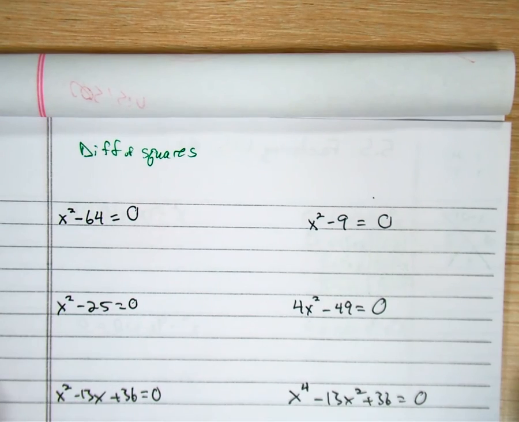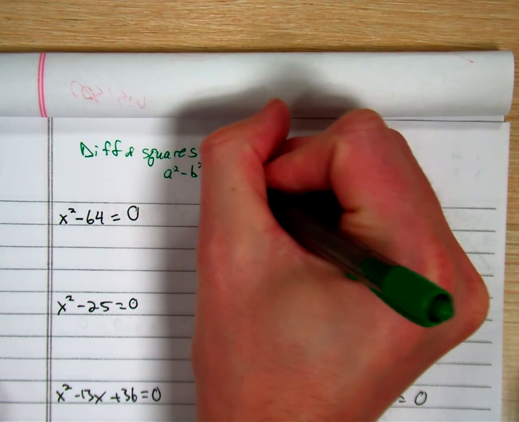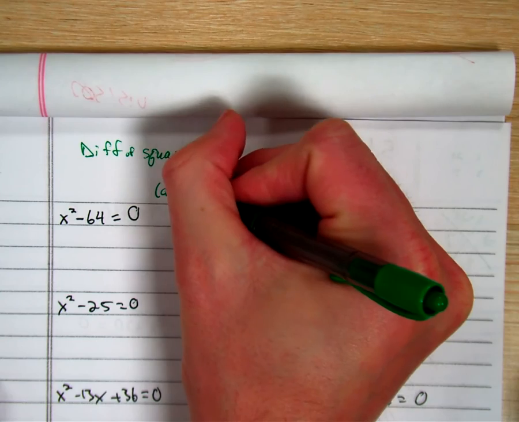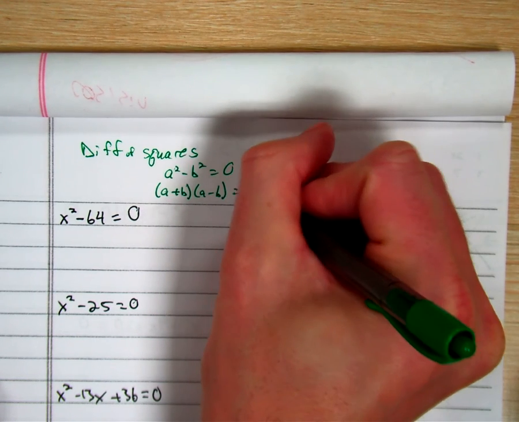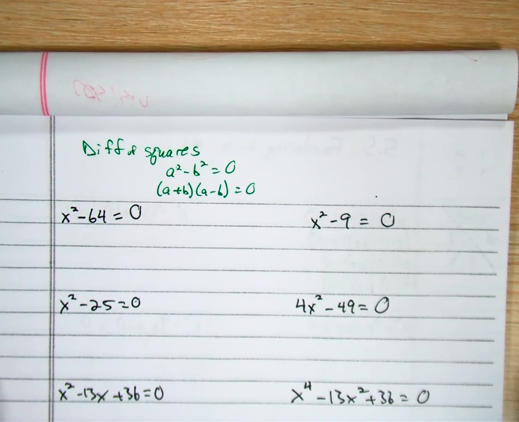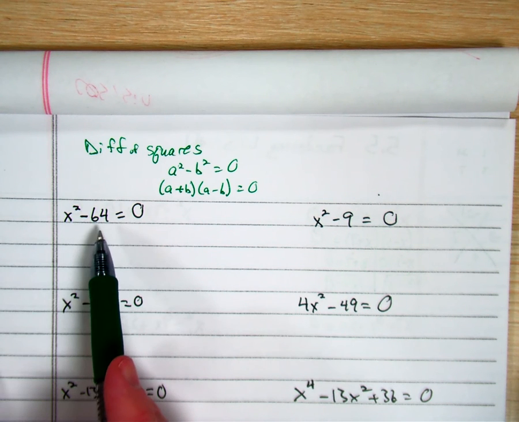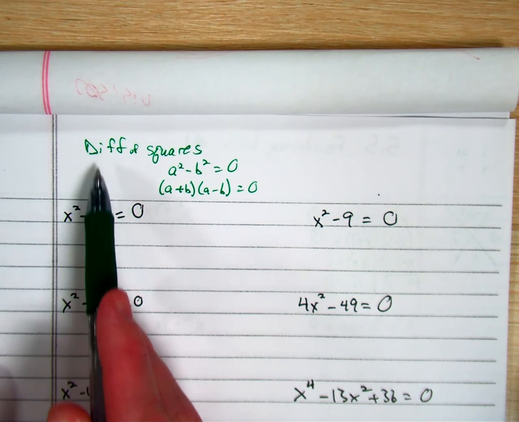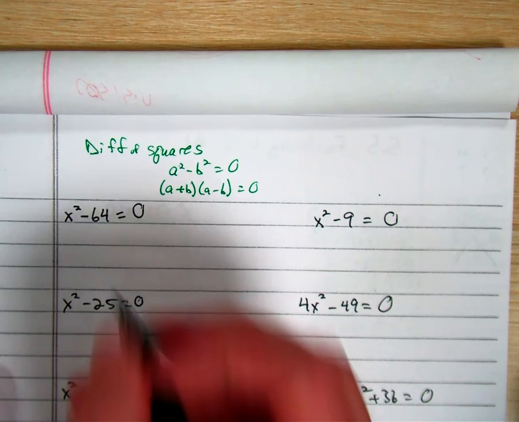Difference of squares. If we have a squared minus b squared equals 0, I can factor that down to a plus b times a minus b. Okay, so over here we have x squared minus 64. I have two perfect squares and it's subtraction. We don't have a rule for sum of perfect squares. There's no addition rule, but we do have a subtraction rule.